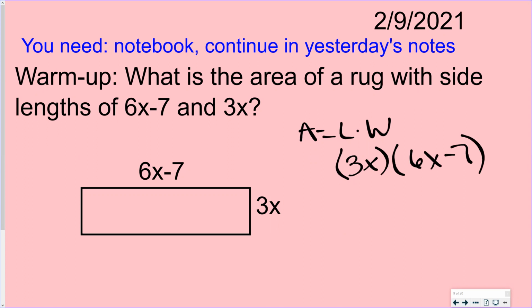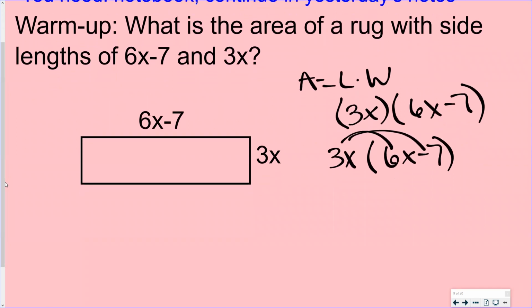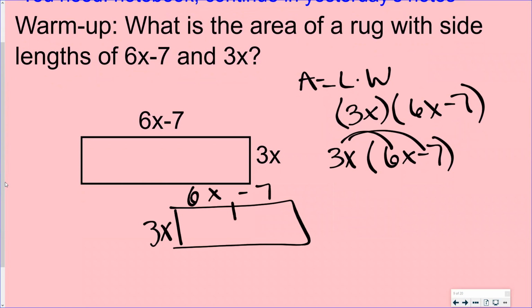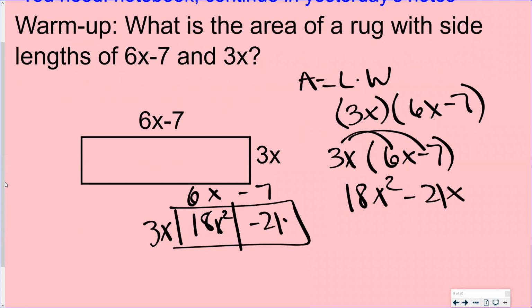There's two ways you can set this up. You can set it up like this: 3x parentheses 6x minus 7, and then just distribute. You could also make yourself a box, 3x here, 6x minus 7 here, and use that to get your answer. Either way will work. We will see we get 18x squared minus 21x, and there's our answer.